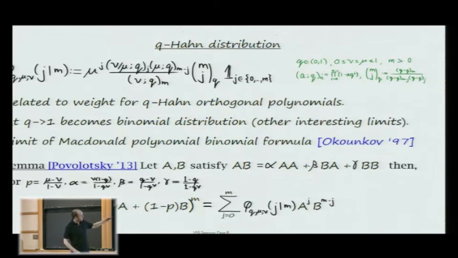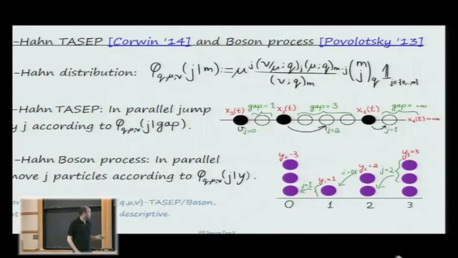Now, this object is going to be used to define two processes, two discrete time deformations of Q-TASEP and Q-Boson process, and this is what I call the Q-Hahn TASEP and the Q-Hahn boson process. Okay? So what is this? It's actually a very simple process if you just close your eyes and forget what the formula was for this.